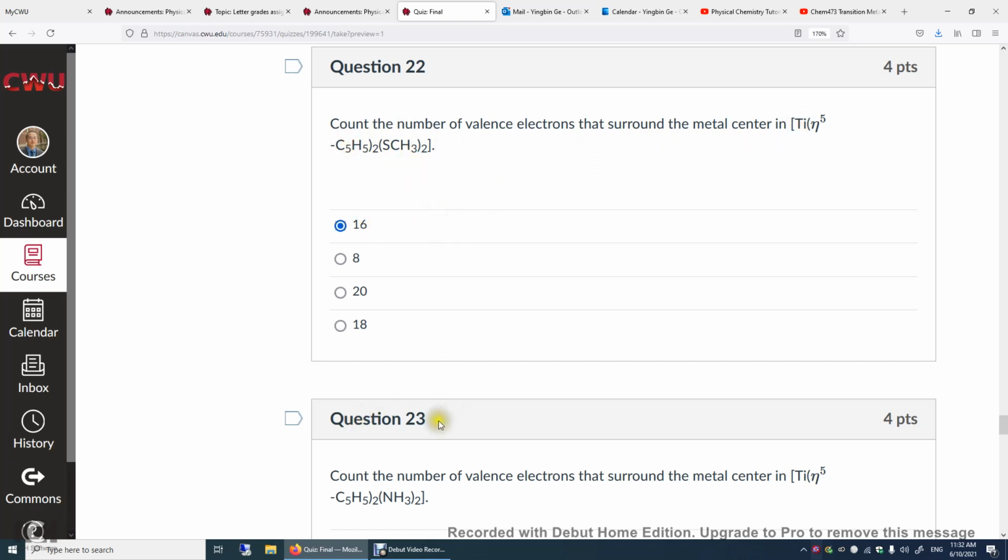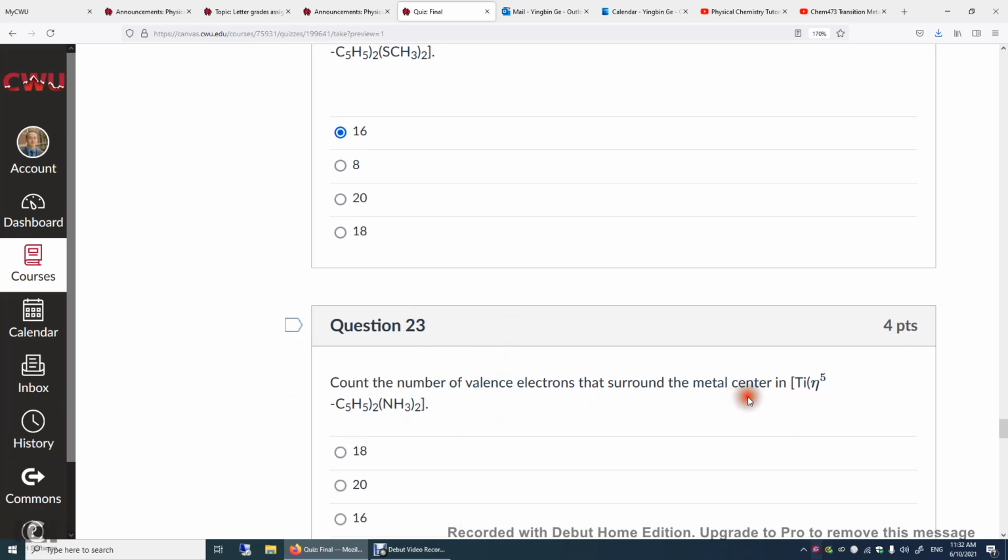If you look at question 23, it's similar to question 22. The only difference is the ligand here is replaced with amine. And that makes a big difference here because amine ligands are considered neutral. So over here you have titanium 2+ with an oxidation number of 2.